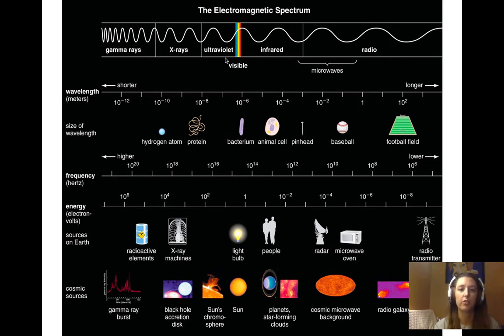Then we move into ultraviolet light and X-rays. These are just like the X-rays you might get if you break a bone or if they want to check to see if you have cavities in your teeth. And then the shortest types of light are gamma rays.